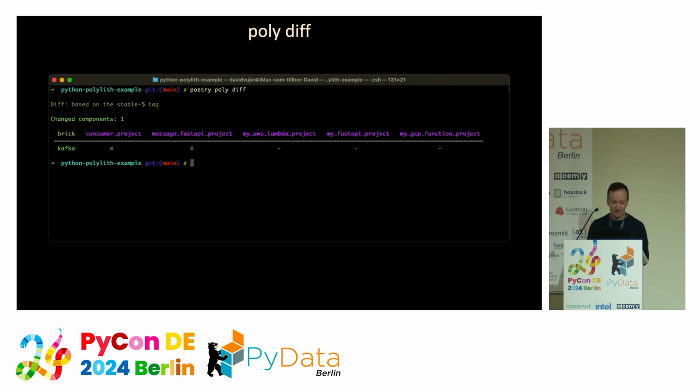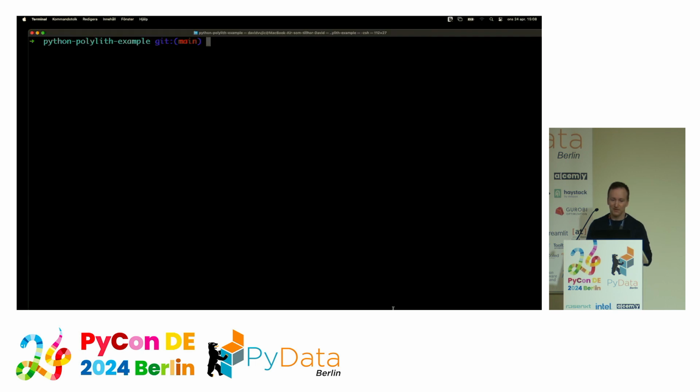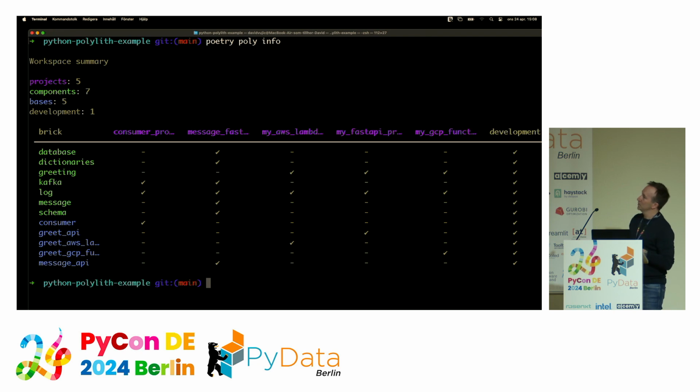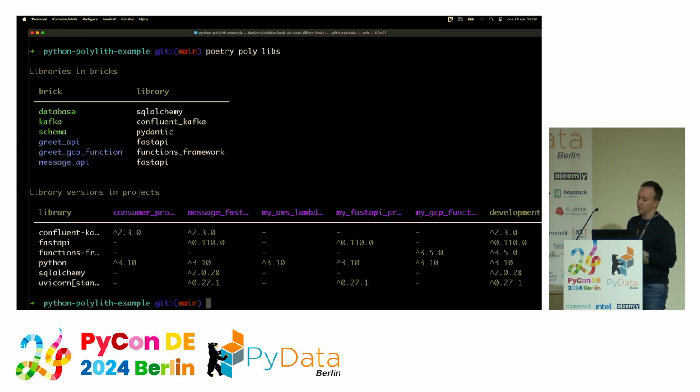Then I can just super quickly go to my shell, because I've just showed you some pretty slides. So this is how you would run it, because I use poetry in this example repo. I run poetry poly info to get that info command. And I can do the same things to get all the libraries. So it's quite fast, even though this example repo is kind of small, but it should be pretty fast in larger repos too.